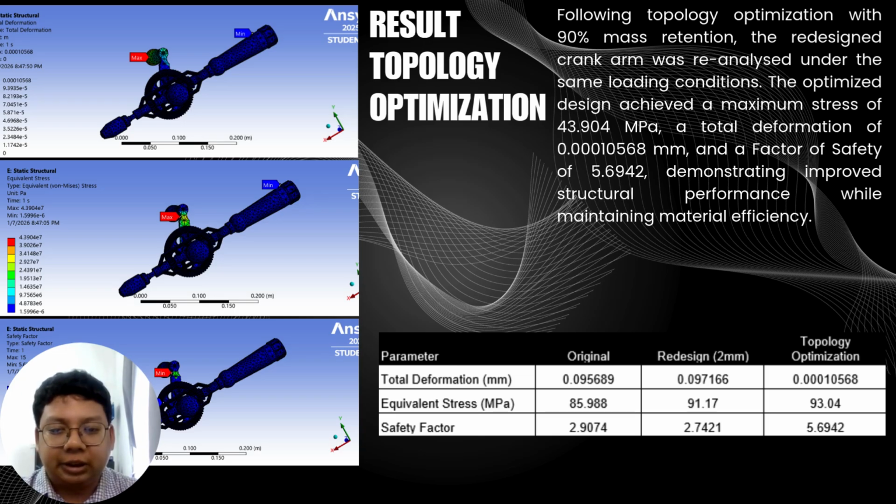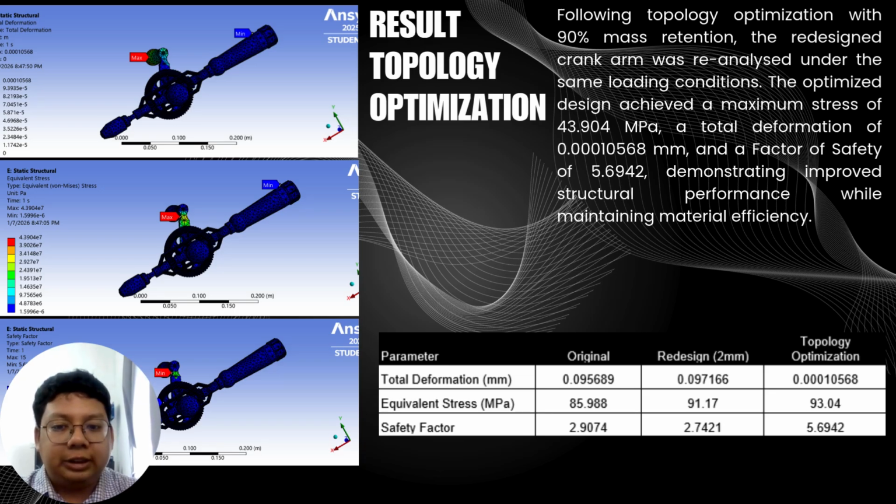After optimization, the design was reanalyzed under the same mechanical loading and support conditions. The optimized model produced a maximum von Mises stress of 43.904 megapascal. The maximum total deformation shown in ANSYS was 0.10568 millimeters, and the factor of safety increased to 5.6942.